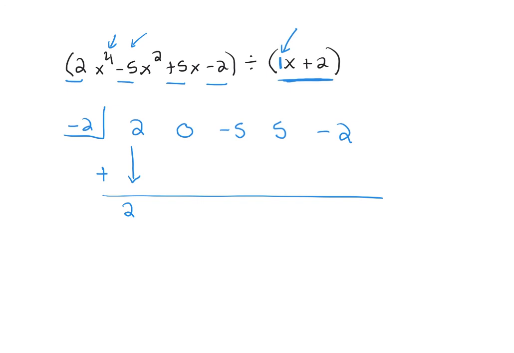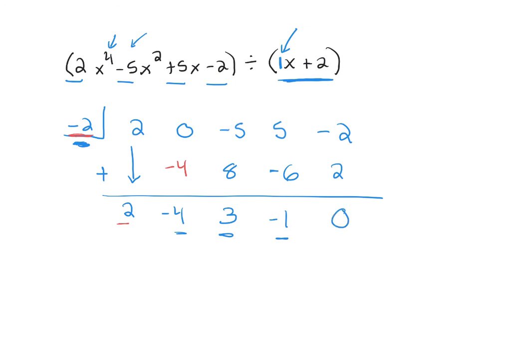Now, we are going to be multiplying. Negative 2 times 2 is negative 4, and then we add 0 plus negative 4 is negative 4, and then multiply. Negative 2 times negative 4 is 8, and then add to get 3. Negative 2 times 3 is negative 6, and then add to get negative 1. Negative 2 times negative 1 is 2, add to get 0.